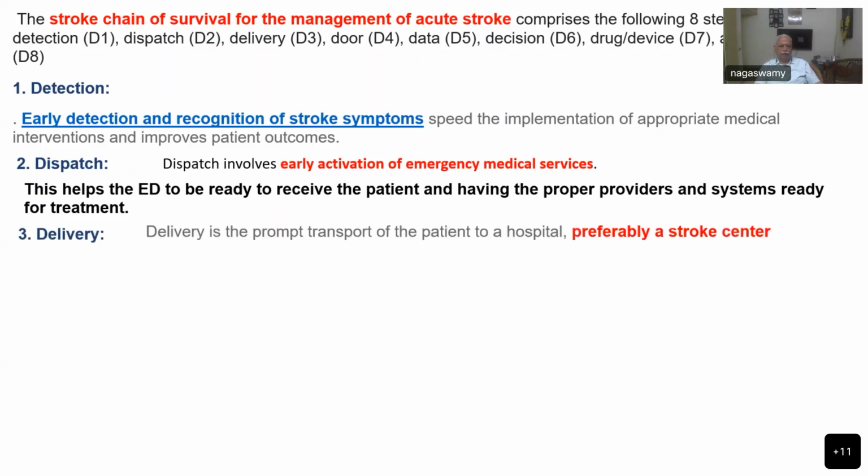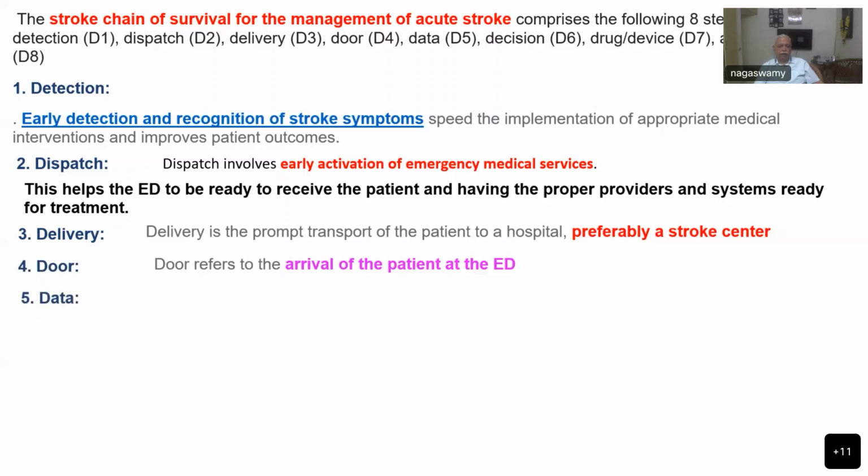Delivery means delivery of the patient to the stroke center. So instead of going to just a common hospital, if you are aware of any particular stroke center, nowadays most of the hospitals display whether they have a 24-hour stroke service or not. So choose a place like that and better to take the patient and deliver them at that particular hospital. Then the fourth is door. Door refers to the arrival of the patient at the emergency department of the stroke center.